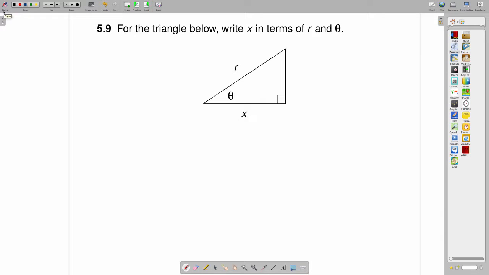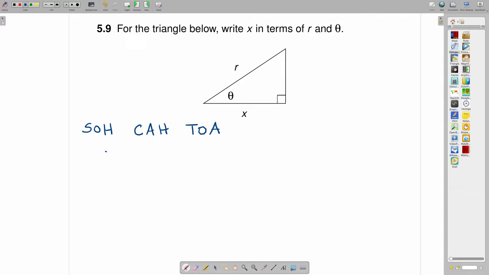For the triangle below, write x in terms of r and theta. An easy way to remember the definitions of the sine, cosine, and tangent is SOHCAHTOA.